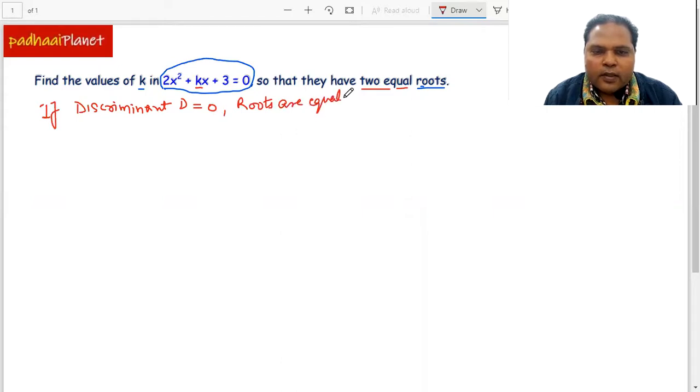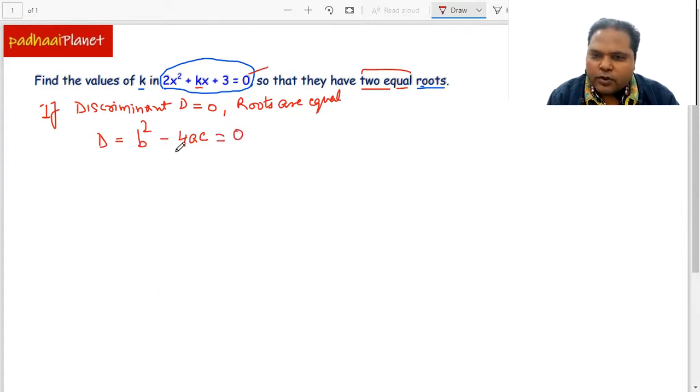Let's try and understand: the discriminant D is equal to b square minus 4ac. Here they're saying the discriminant is equal to 0 because the quadratic equation has two equal roots. So that means b square minus 4ac is equal to 0.